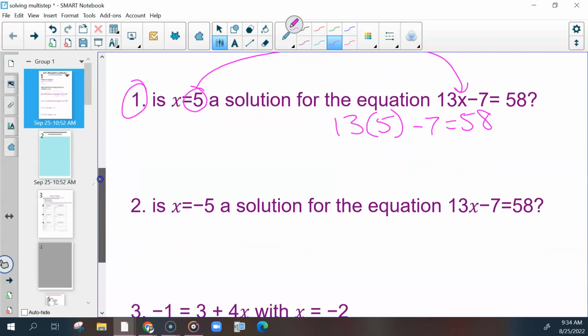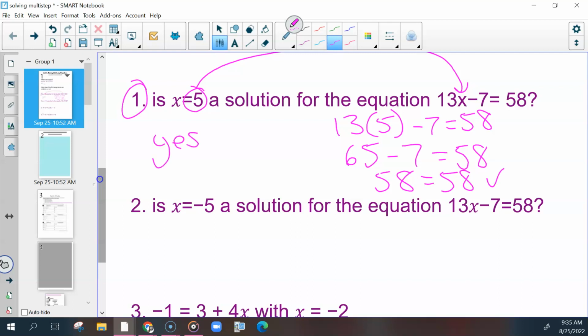13 times 5 would give us what? You guys can say that out loud. 65. And would 65 minus 7 give us 58? So we can say this is a true statement. This is a solution. If we get something that is not a true statement, 57 equals 58, then this would not be a solution.